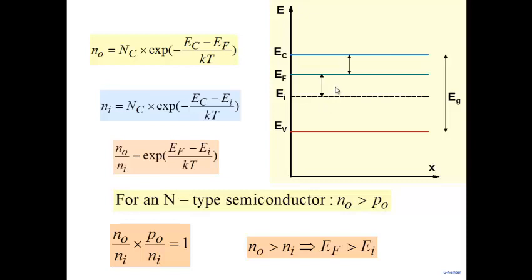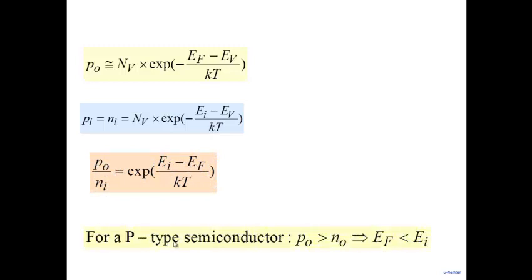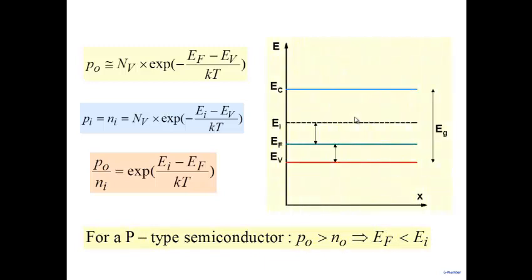Now, whatever I've said for electrons, I can say for holes as well. So P0 is NV exponent EF minus EV by KT. In an intrinsic semiconductor, instead of EF, I put EI minus EV by KT. And then I can write P0 by Ni equal to e exponent EI minus EF by KT. For a P-type semiconductor, P0 is greater than N0, so EF is less than EI. For a P-type, my Fermi energy would be below EI by a certain amount, and the further away EF is from EI, the more holes in my semiconductor.